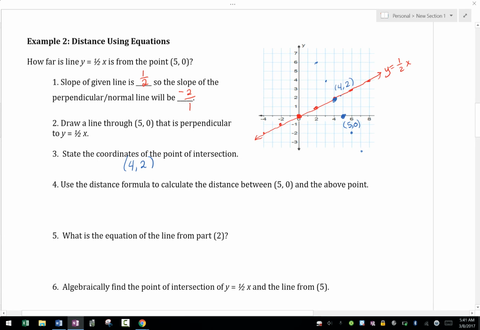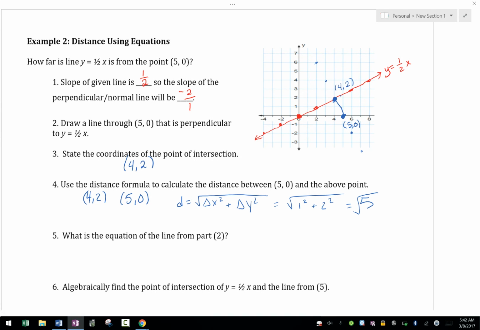Use the distance formula to calculate the distance between 5, 0 and the above point. Okay, so I'm calculating the distance between 4, 2 and 5, 0. So my distance is the square root of, let's see, delta x was 1 and delta y was 2. And 1 squared plus 2 squared is 5. So my distance formula gives me the square root of 5.